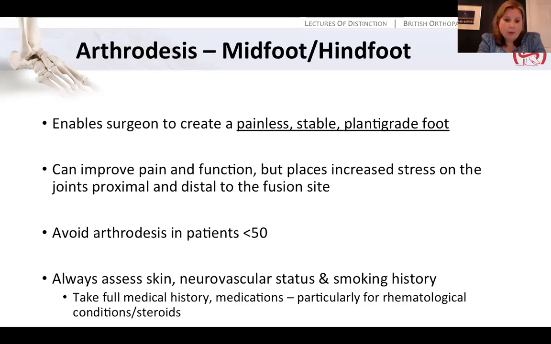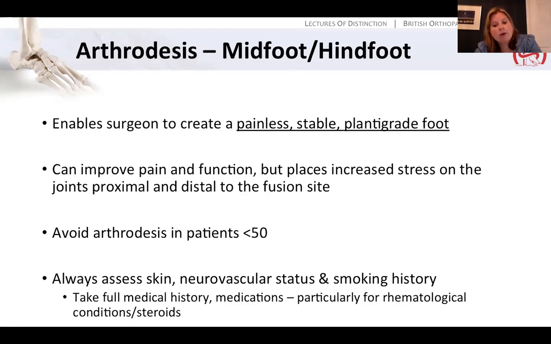It's not to say that we don't ever do it, but again, you just want to be mindful and manage people as conservatively as you can. Obviously, general principles with all the orthopedic pathology, you want to assess the skin and the neurovascular status. Essentially, the first thing I do with these patients is always check their pulses, because if they don't have pulses, you're not going to be offering them a fusion.